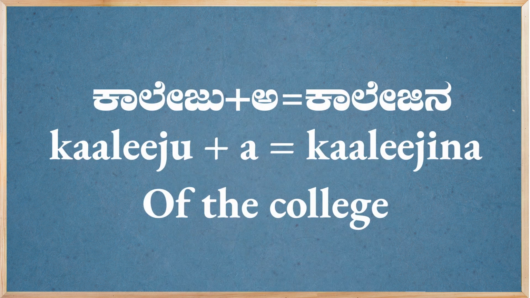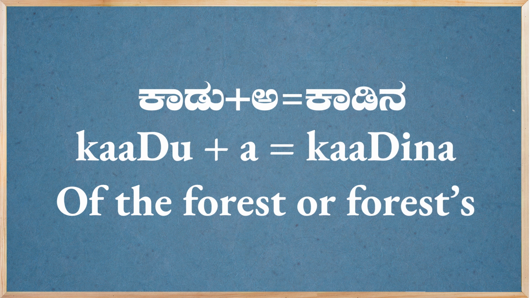Possessive marker with neuter nouns ending with u. For neuter nouns ending with u, in is added before a to form the possessive. For example, Colleju plus a becomes Collegina, of the college. Similarly, Kadu plus a becomes Kadina, of the forest.